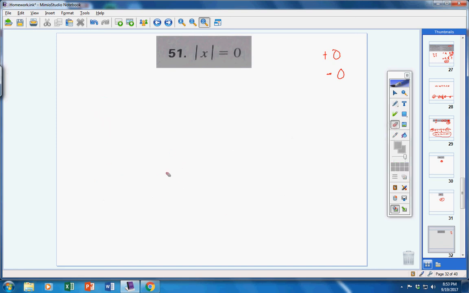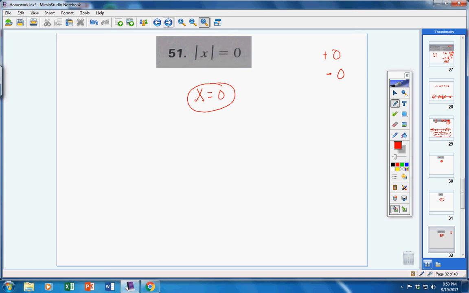But this problem here, I have zeros, okay? So there is no such thing as a positive 0 and a negative 0. So you just have one answer, and your answer is 0. The absolute value of 0 equals 0.